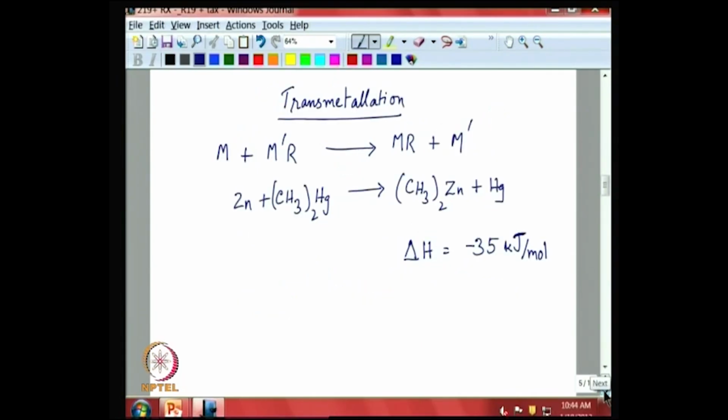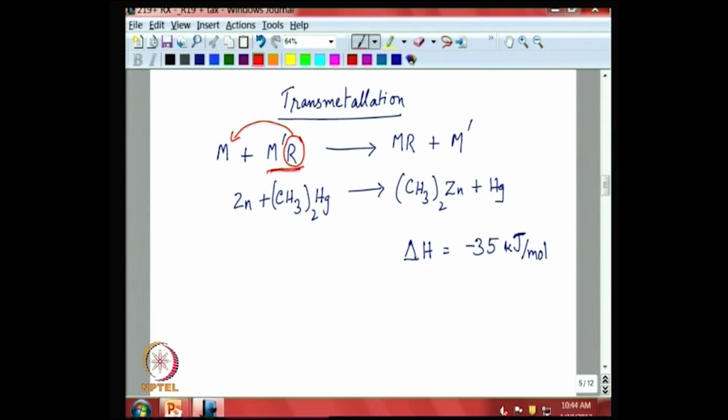The most common method of making organometallic compounds, however, is a reaction called a transmetallation. In this instance, I have pictured a metal which is exchanging position with another metal in an alkyl compound. So, you already have a metal alkyl bond, and you are merely transferring this R group from this position on to this other metal. And so, MR is formed and this M dashed is liberated.